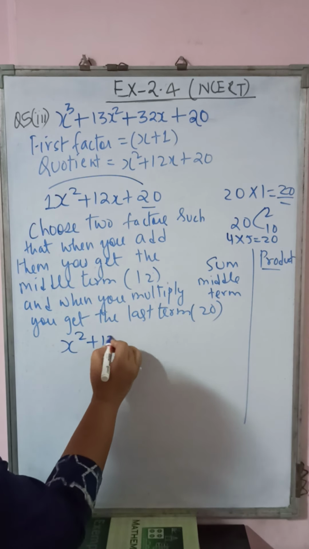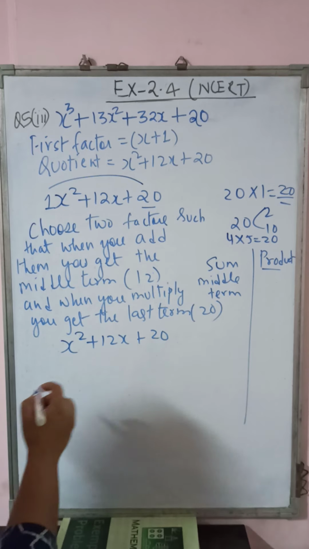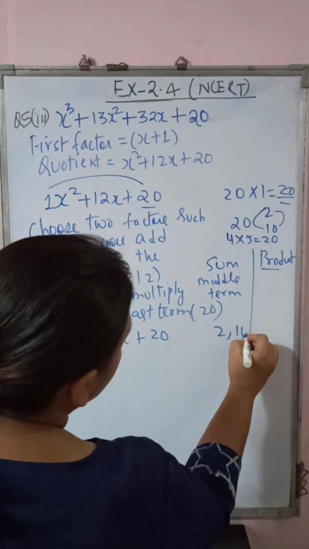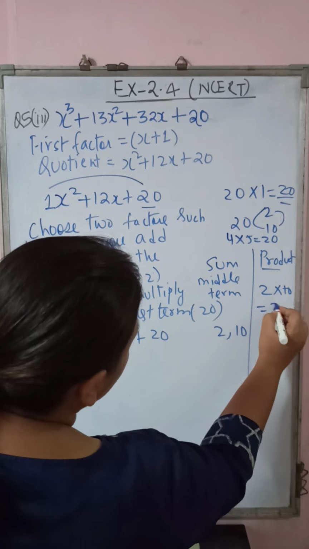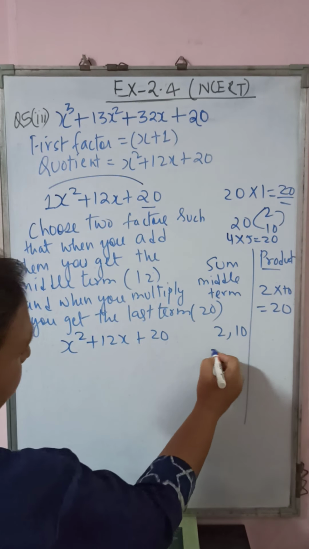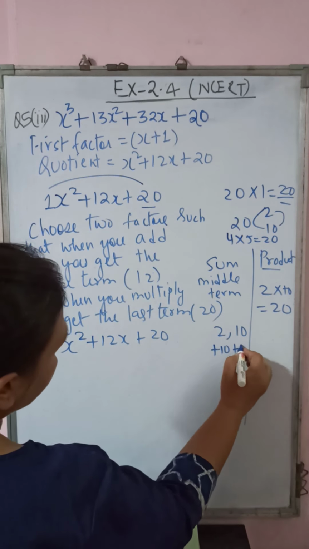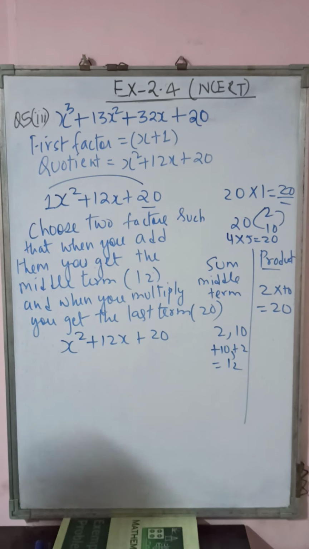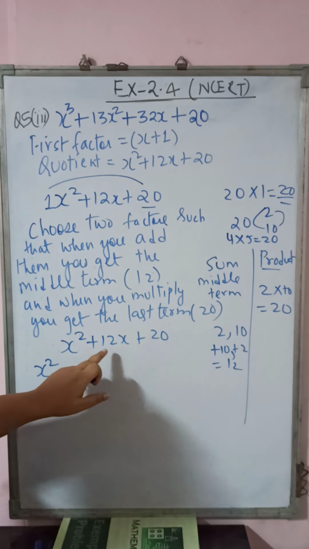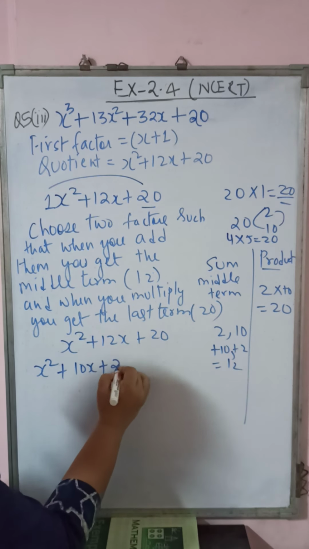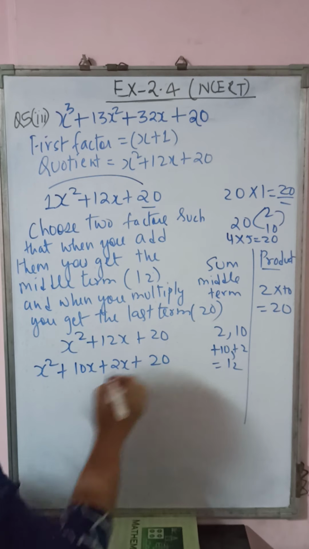x square plus 12x plus 20. As I told you, what will be the correct combination? 2 and 10. So 2 into 10 is 20, and because it is a plus sign, the bigger factor should have the plus sign. So plus 10, and plus 2, because 10 plus 2 is always 12. So both criteria are satisfied. That is why it is known as the splitting middle term method, because we are splitting the middle term only. So 12x can be written as 10x plus 2x, and the last term as it is.